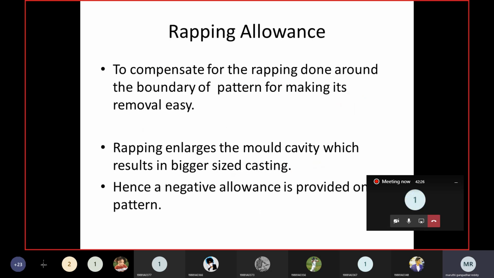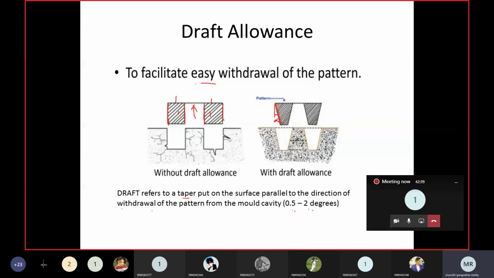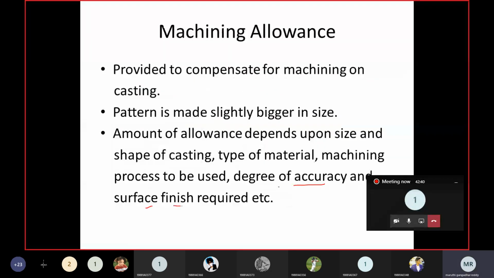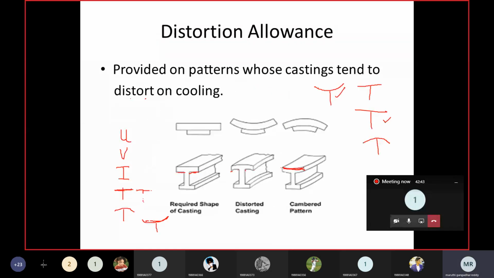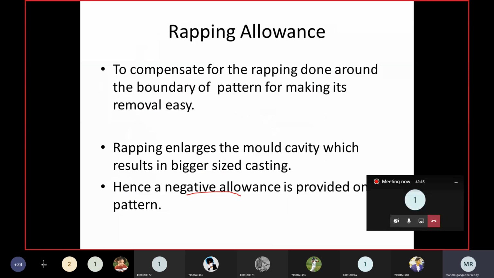This is called distortion allowance, as well as a wrapping allowance. As I have said earlier, the wrapping allowance I can call a negative allowance. For all these previous allowances, like the shrinkage allowance, draft allowance, machining allowance, and the distortion allowance, I am adding the value, but in this case I have to subtract the value. After adding all those things, I need to subtract the wrapping or shaking allowance. Why? Because to compensate for the wrapping done around the boundary of the pattern for making its removal easy.